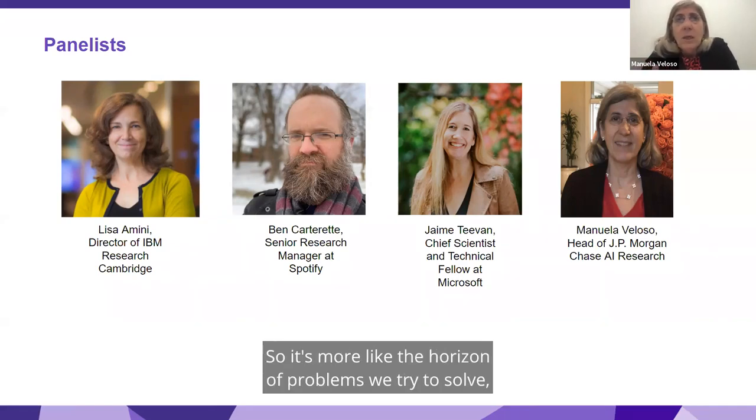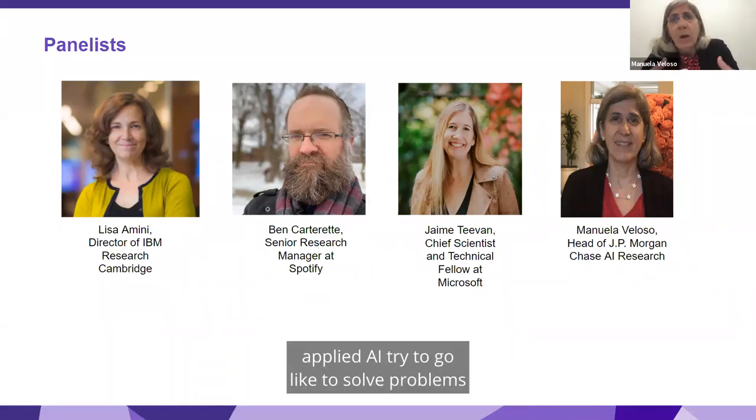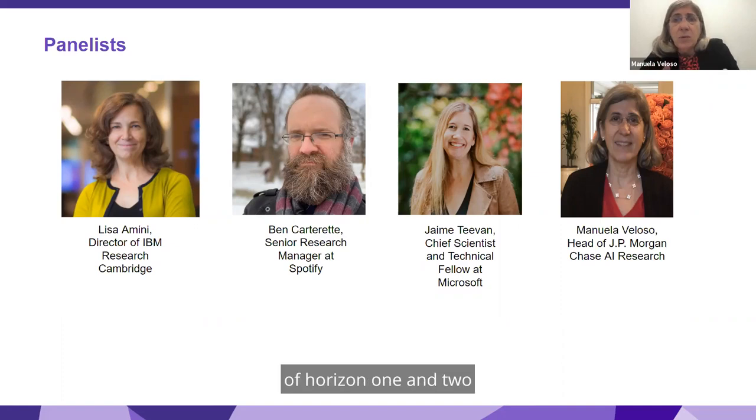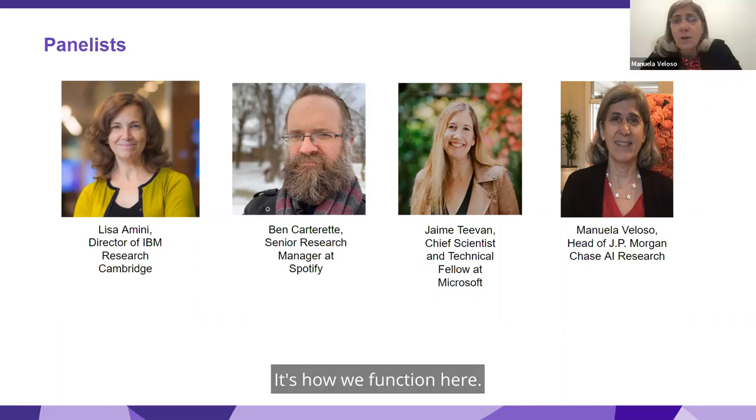It's more about the horizon of problems we try to solve. Applied AI tries to solve problems of horizon one and two, and AI research maybe tries to solve problems of horizon two and three, and so forth. So it's okay. It's how we function here. So I said it all.